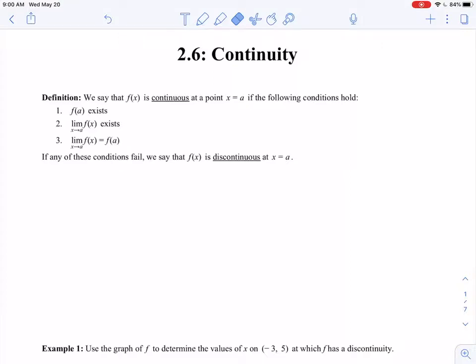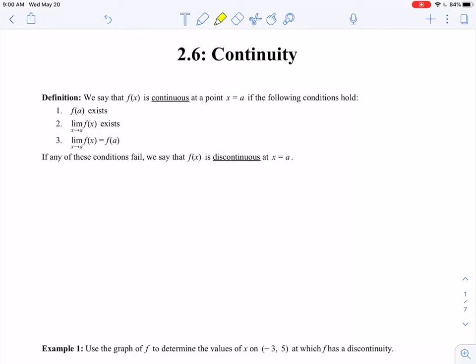To wrap up chapter 2, we're going to talk about this idea of continuity. This is a property we like. It's nice when functions are continuous. It makes them easier to work with. They have very nice properties, and we can generally do really cool calculus stuff with them. So let's start by talking about what it means to be continuous.